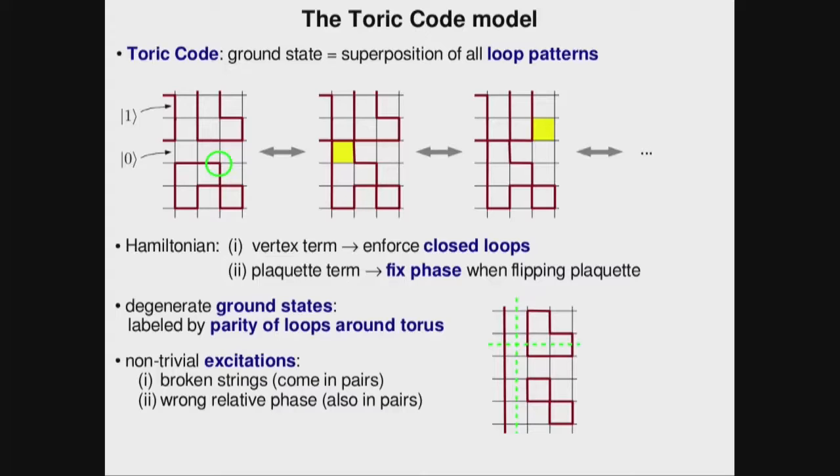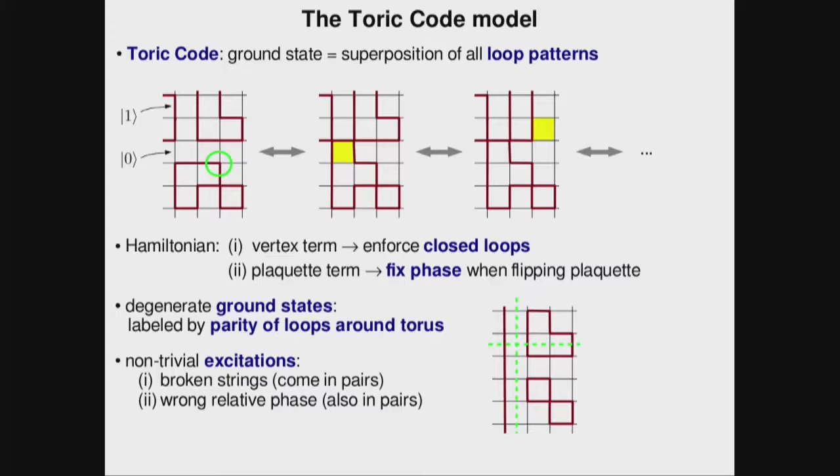And this model, therefore, has finally 4 possible ground states, which are characterized by whether an even or odd number of loops goes in horizontal and vertical direction around the torus. And this is exactly what has been proposed by Kitaev as a way of storing quantum information in that ground state.